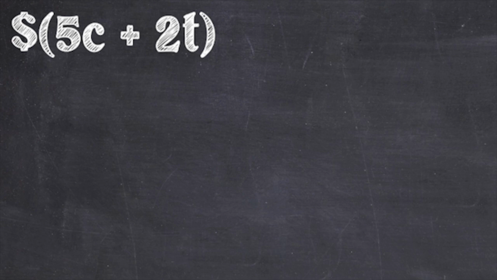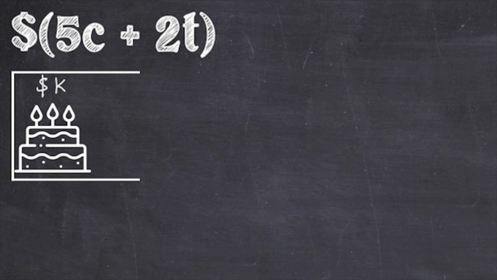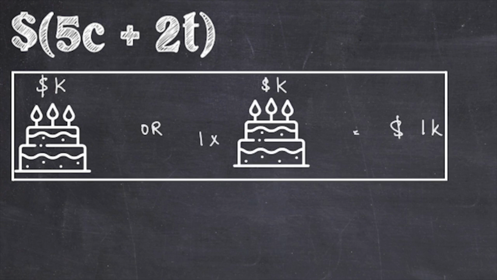On the way home, Peter has to pick up 1 birthday cake. To represent the cost of the cake, we'll write a dollar sign next to the letter K. So, he spent K dollars on the cake. K dollar, or 1 times K dollar equals 1K dollar. In an algebraic expression, if the number in front of a letter is 1, we need not write the 1 at all. In other words, 1K dollar and K dollar have the same meaning.